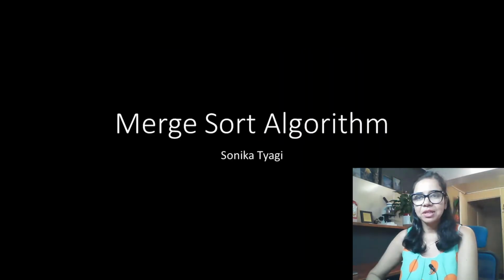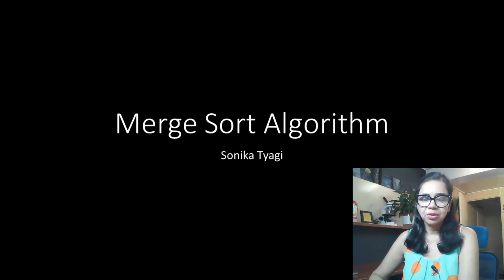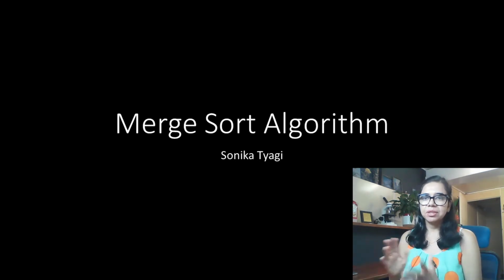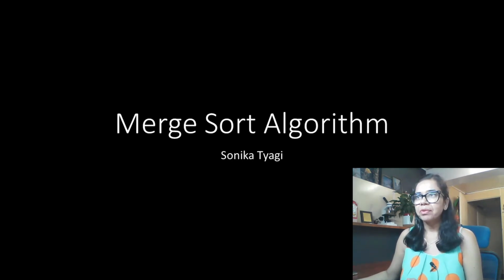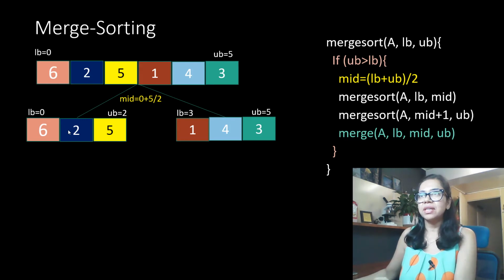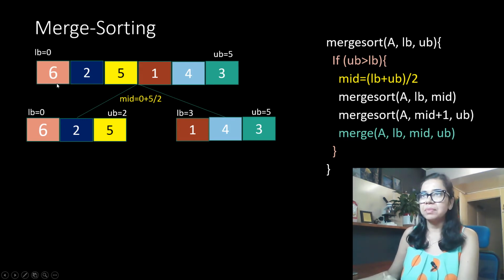So far we have looked at the merge part of the merge sort algorithm. Now let's look at merge and sort together, because in reality you will be running both the steps side by side. So let's go back to the array A that I had introduced to you in the beginning, and it has a lower bound of 0 and upper bound of 5.